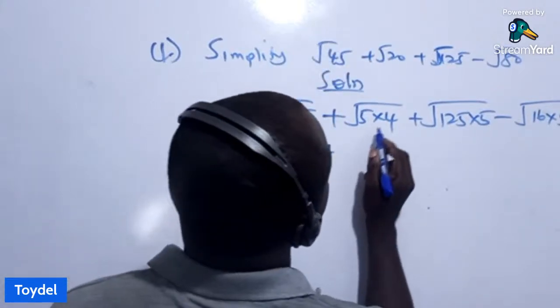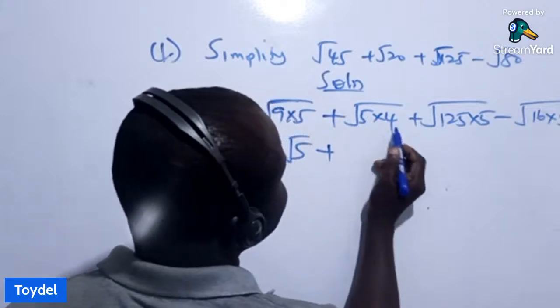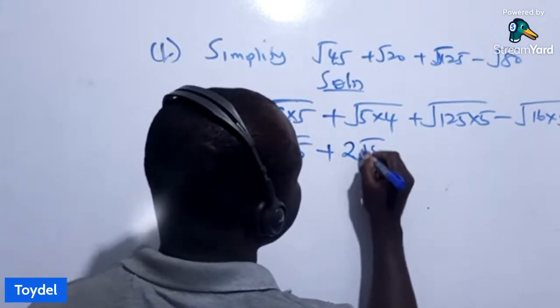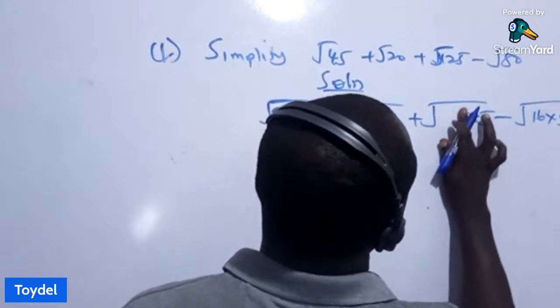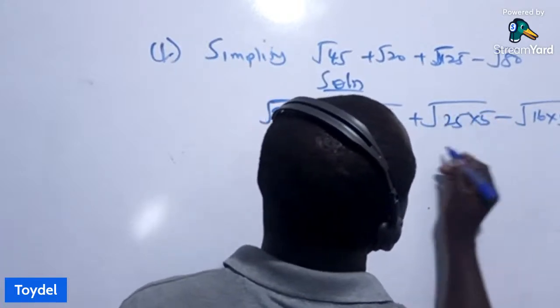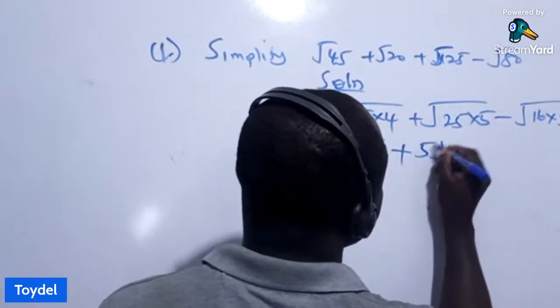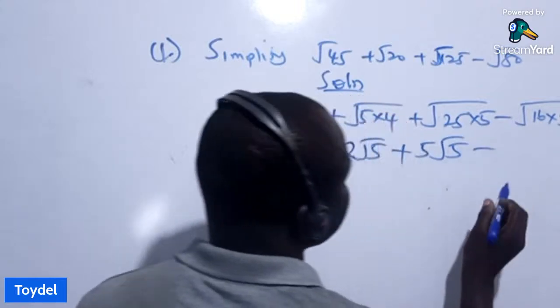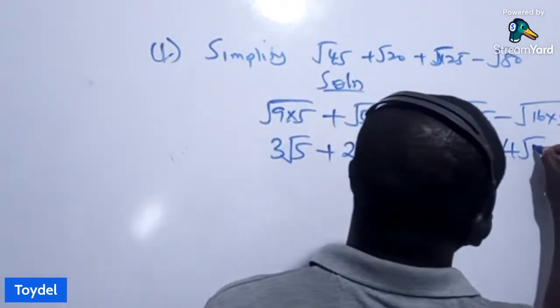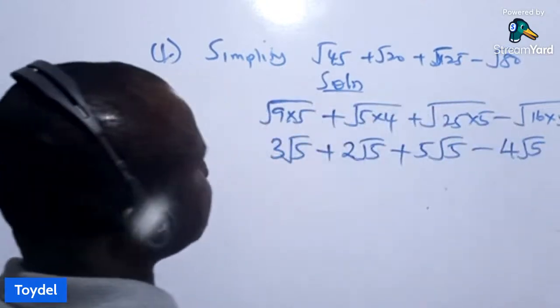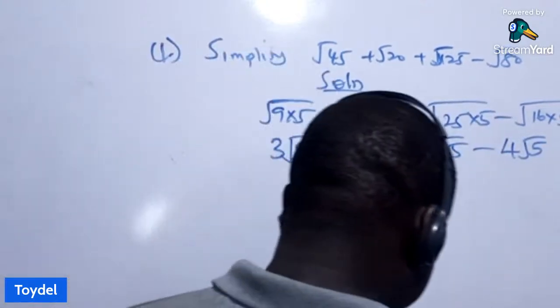Plus, in this case, what is square root of 4? That is 2. I'll change this to 2 square root of 5. Then plus square root of 125, which is 25 times 5. Square root of 25 is 5, so that's 5 root 5. Then minus square root of 16, which is 4, so I will have 4 root 5. That's what I'm going to get.